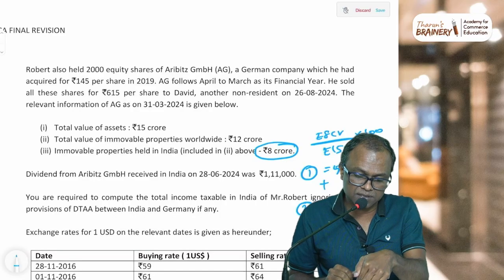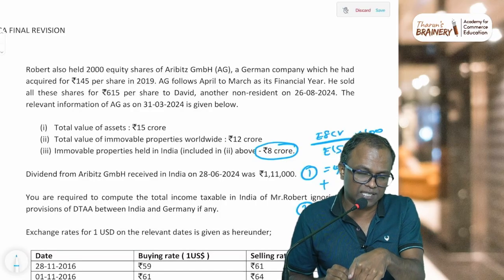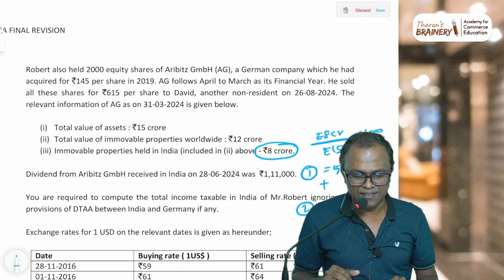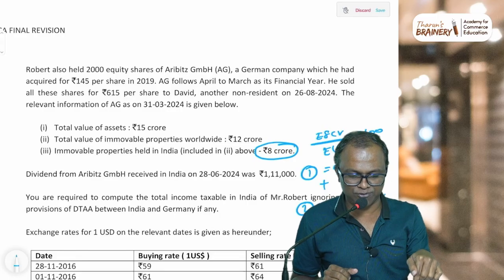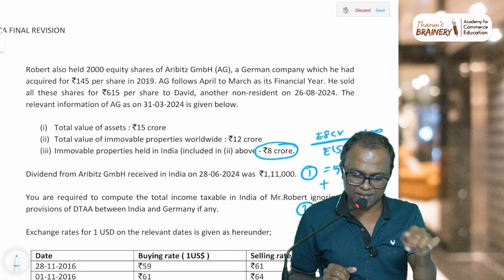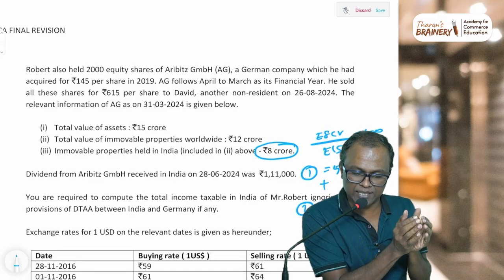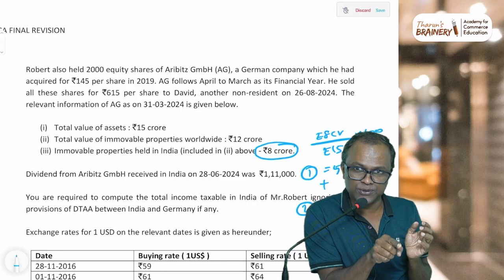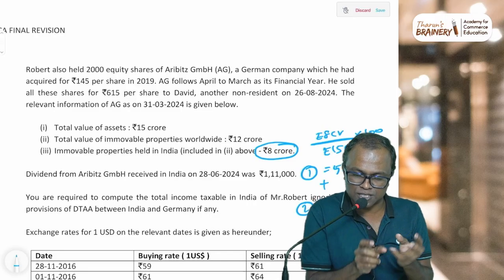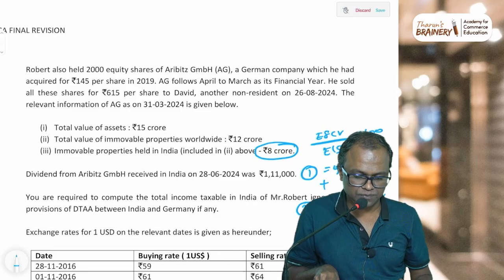So if instead of 8 crore, it was 11 crore or 12 crore, something like that, then we have to compute the capital gain for this particular transaction and then apply the ratio. Find out the capital gain, then capital gain into Indian assets divided by total assets, proportionate will be taxable. Okay.